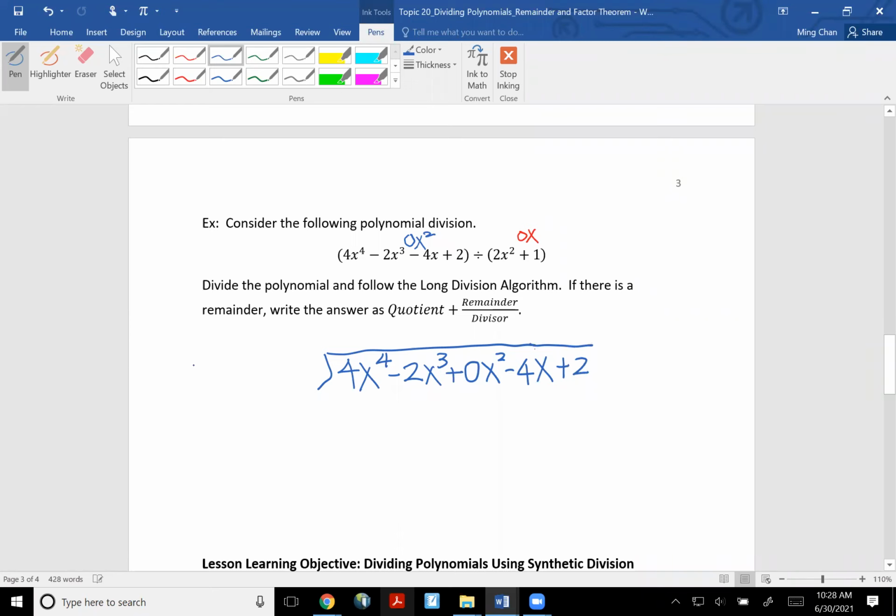For my divisor, 2x squared plus, for my missing term, I'll use positive sign, plus 0x, then plus 1. So this problem might look big, but it's actually not as bad. I got 3 terms on the outside, so I will need to go into 3 terms in the inside at a time. So that means my first quotient should line up above the 0x squared. This is where my first quotient should go.